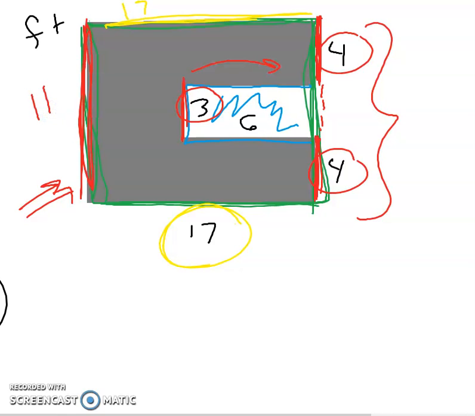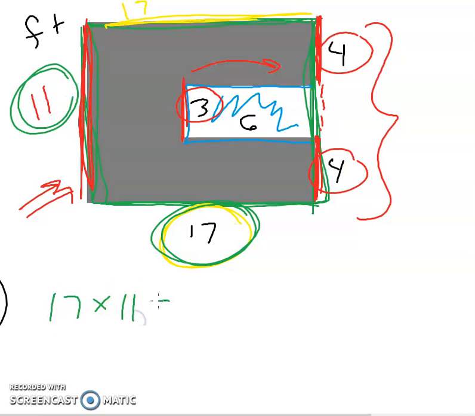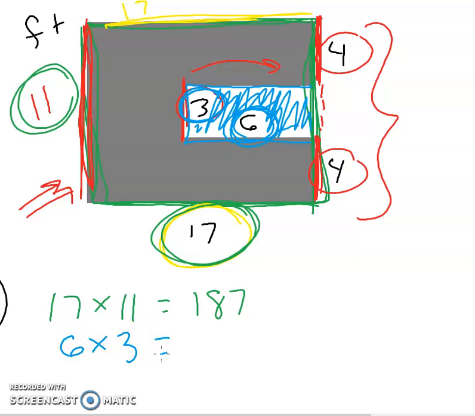All right, so I am going to find the area of the entire shape by multiplying 17 times 11, and that's going to give me 187. And then I am going to go back and subtract out this cutout area, which I can find the area of by taking 3 and multiplying it by 6. So 3 and 6 is 18. Now, instead of adding them, like you would do if you divided the shape up into many little pieces, you are going to subtract these.